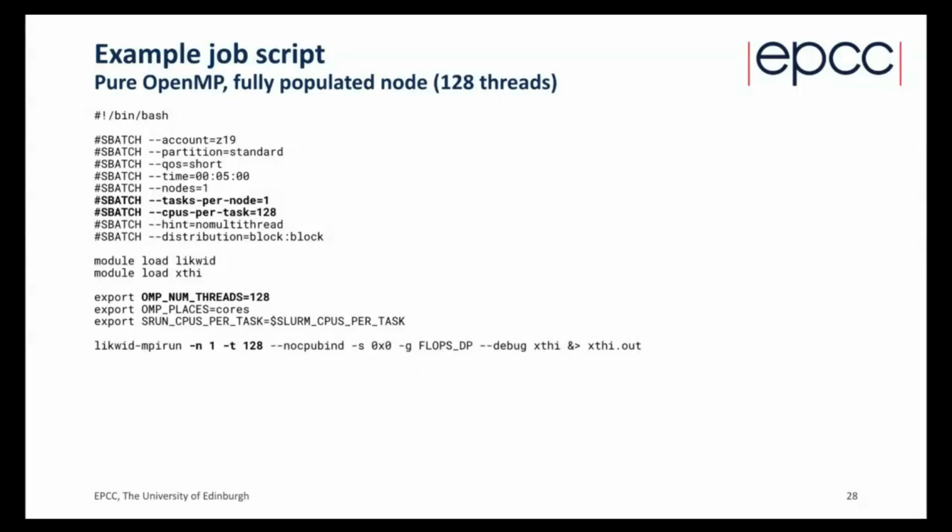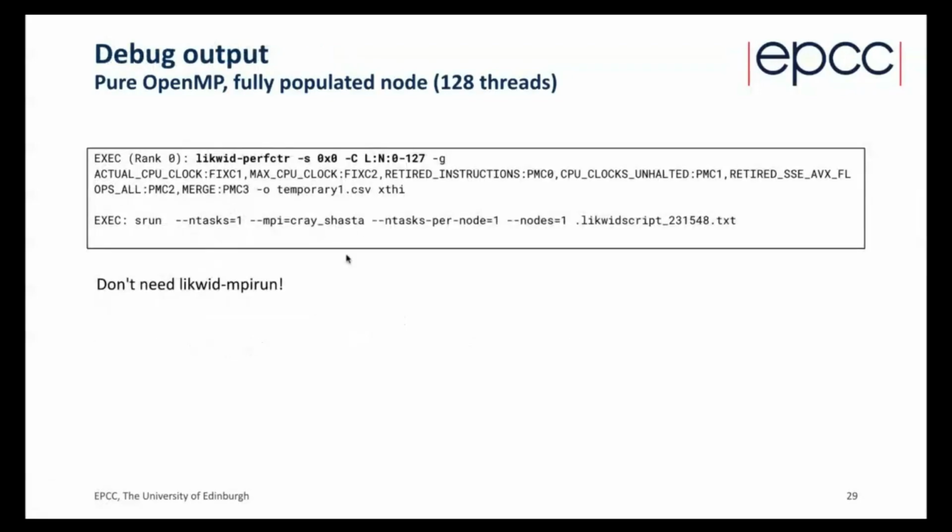Okay, so that was pure MPI. Pure OpenMP is similar again to ARCHER2, to the standard using srun: one task, 128 CPUs per task, set OMP_NUM_THREADS to 128, set OMP_PLACES to cores as usual, specify one process, set likwid-mpirun, and use the -t option to specify 128 threads.